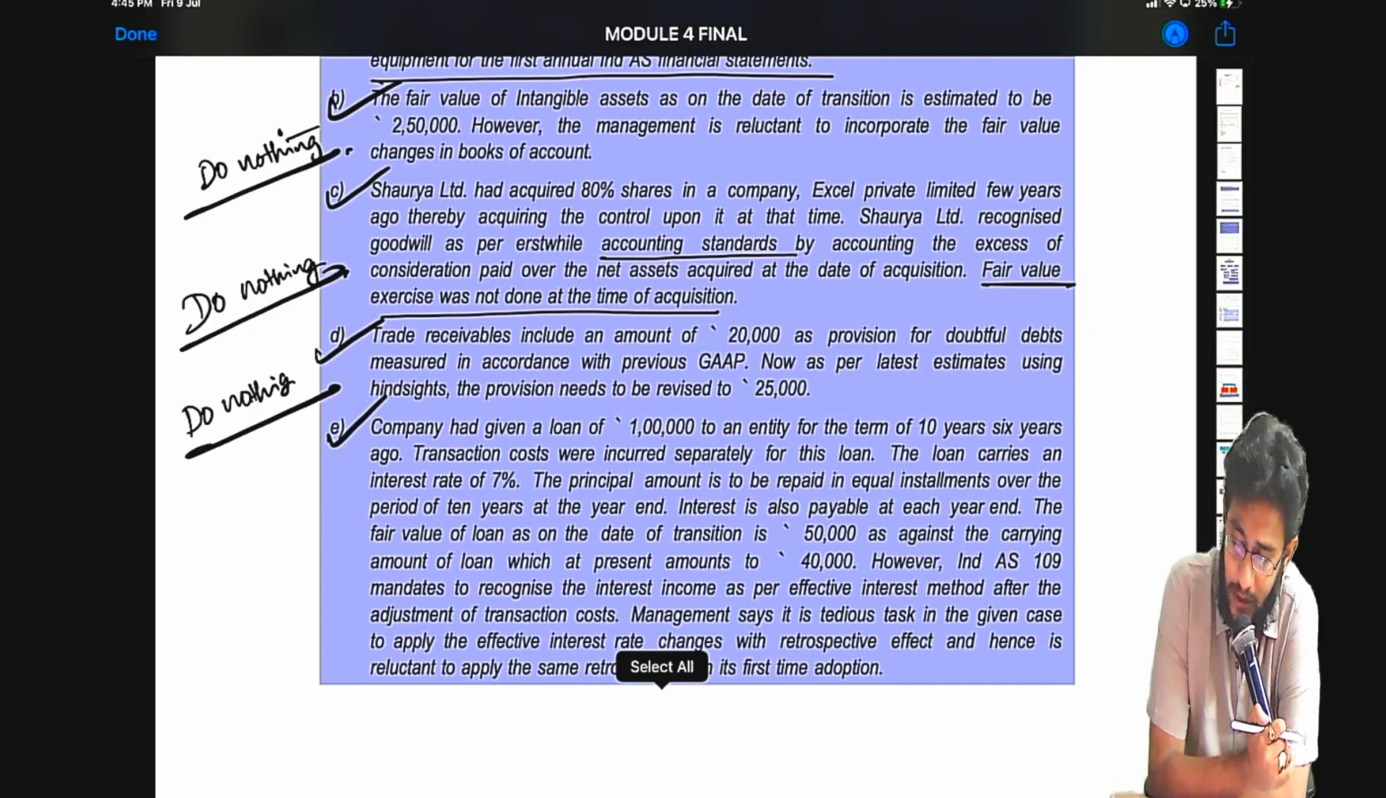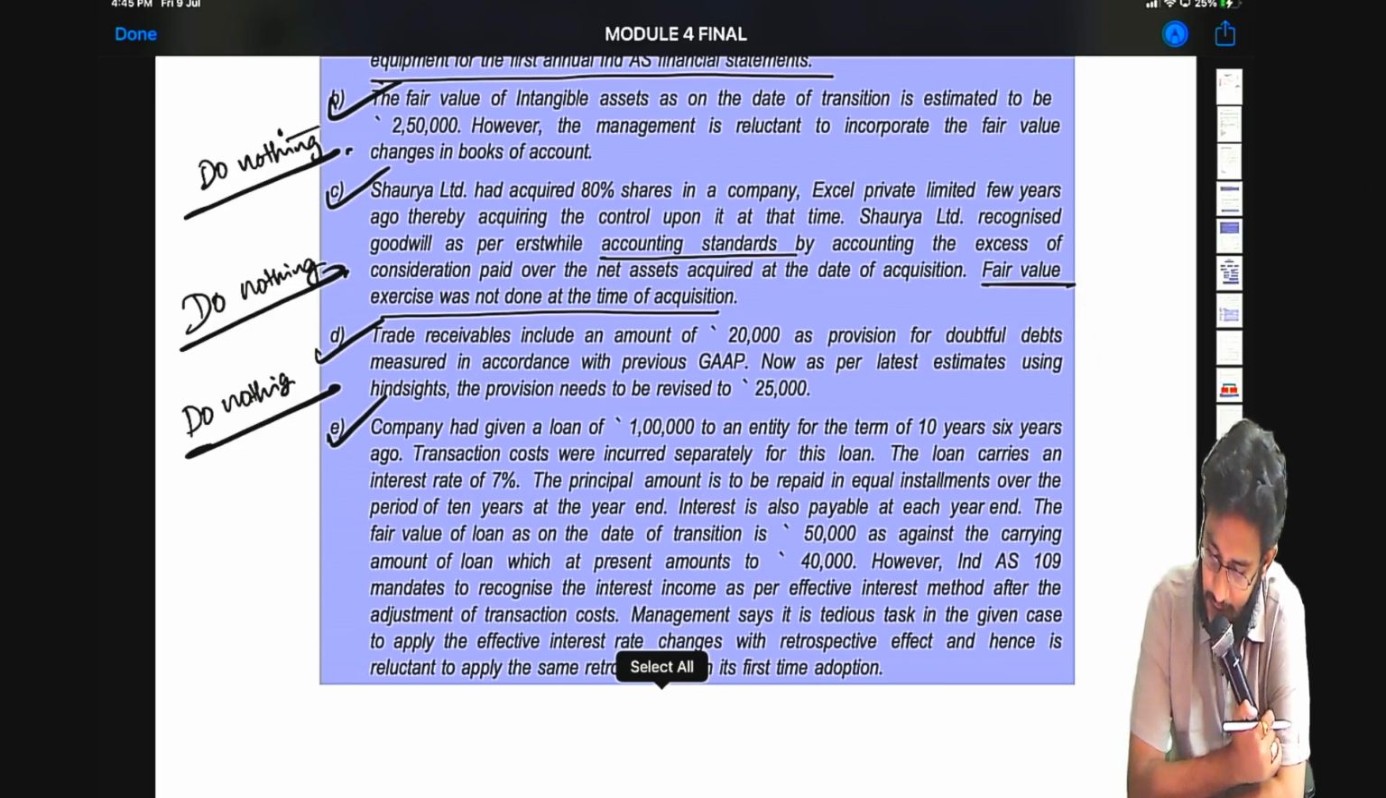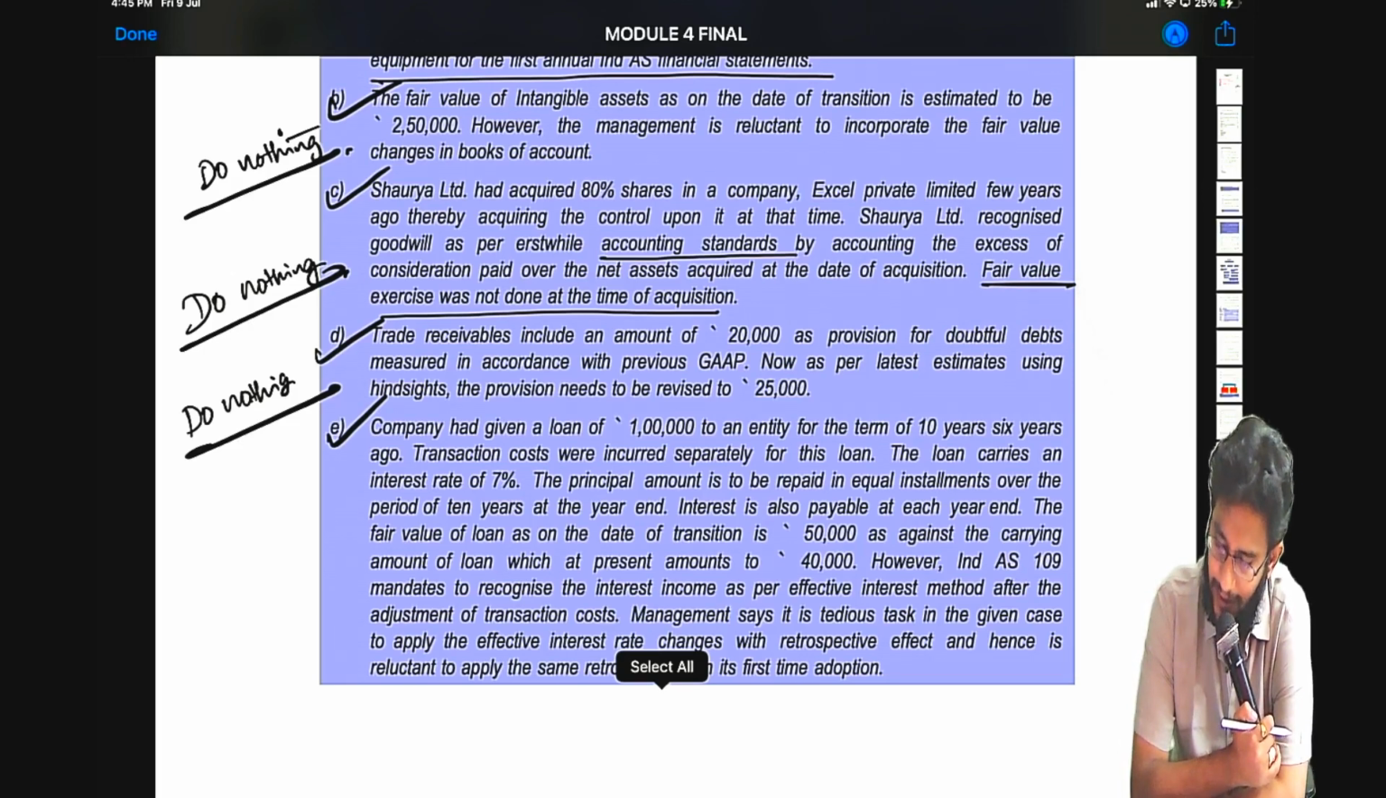A 10-year loan was given 6 years ago. That means the remaining 4 years of life is there. Transaction costs were incurred separately for this loan. The loan carries an interest rate of 7%. The principal amount is to be repaid in equal installments over the period of 10 years at the year end.